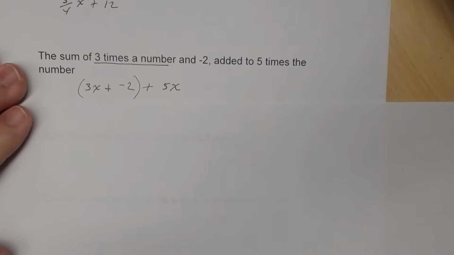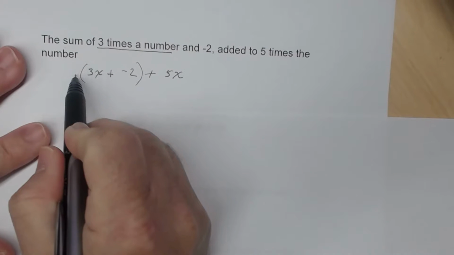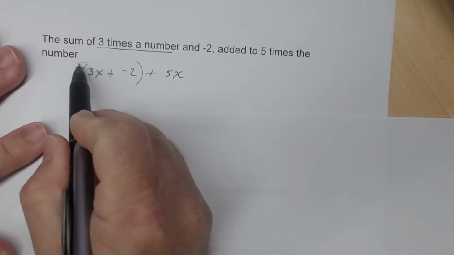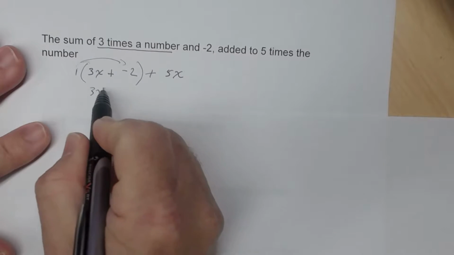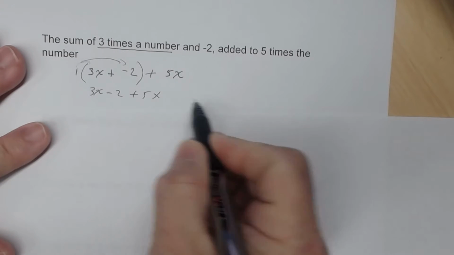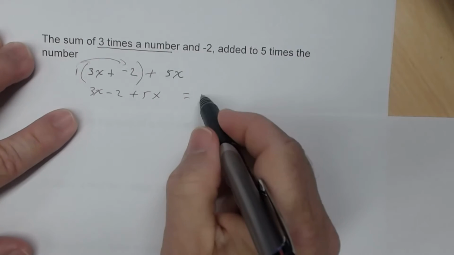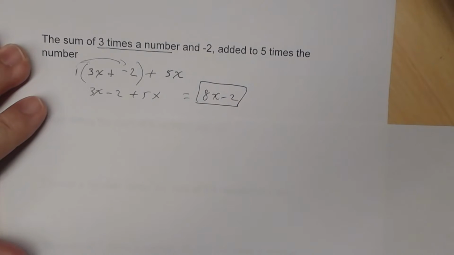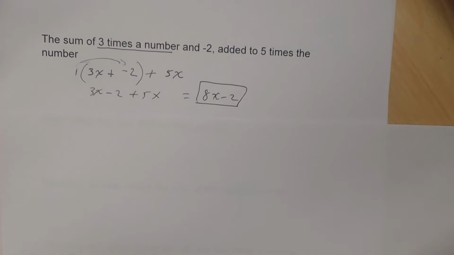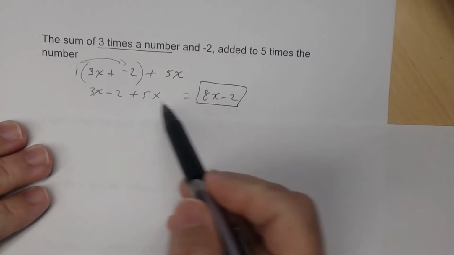Now let's talk about simplifying this. This can be simplified. Since I put the parentheses there, remember that's understood to be a 1, and 1 times anything in there is that expression. So that's 3x minus 2 plus 5x. Combining like terms, 3x and 5x is 8x, so I get 8x minus 2. There's your answer. Whenever it says simplify, make sure the answer is simplified. Don't put the unsimplified expression as the answer. This is your answer.